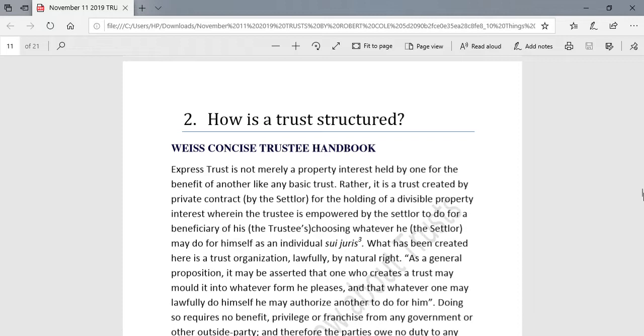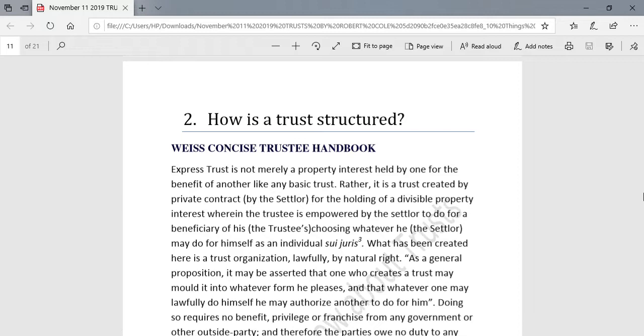2. How is a trust structured? WEISS Concise Trustee Handbook. An express trust is not merely a property interest held by one for the benefit of another like any basic trust. Rather, it is a trust created by private contract by the settlor, for the holding of a divisible property interest, where the trustee is empowered by the settlor to do for a beneficiary of his, the trustee's choosing, whatever he, the settlor, may do for himself as an individual sui juris.